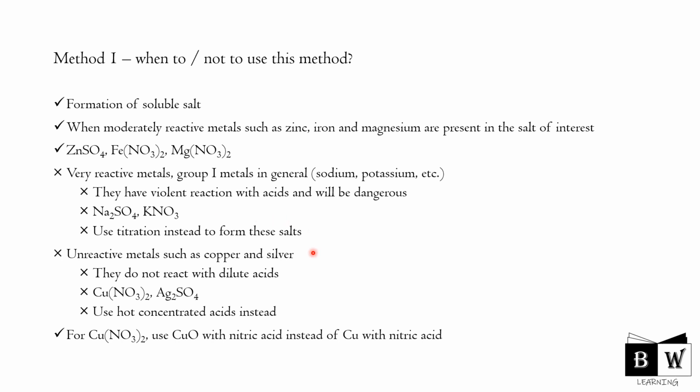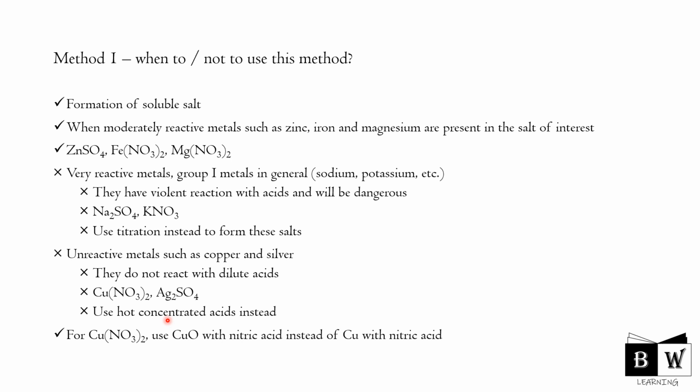Method 1 is also not suitable for very unreactive metals such as copper salts and silver salts. This is because these metals, being very unreactive in nature, do not react with dilute acids. And this would include copper 2 nitrate salts and the formation of silver sulfate salt. If we really want to use method 1 to form these salts, very often we have to use hot and concentrated acids instead.